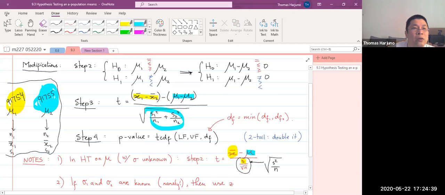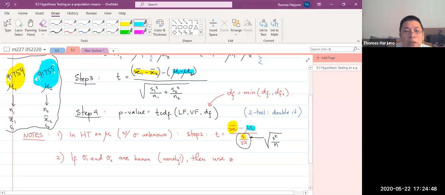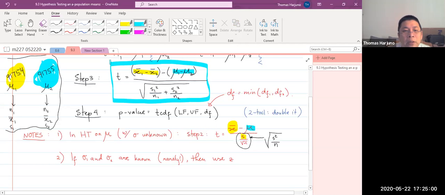Now Thomas, what if I don't understand the statistical foundation? Don't worry about it, as long as you know how to use this formula. Okay, as long as you know how to use that formula.